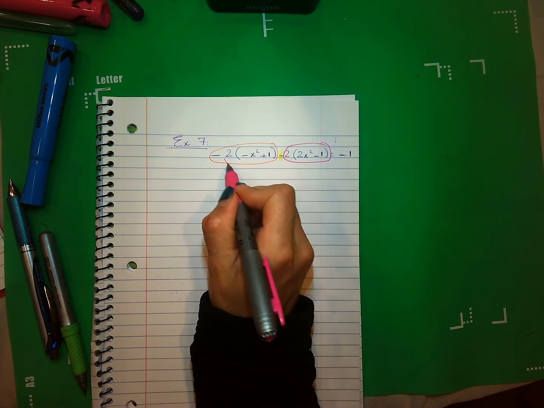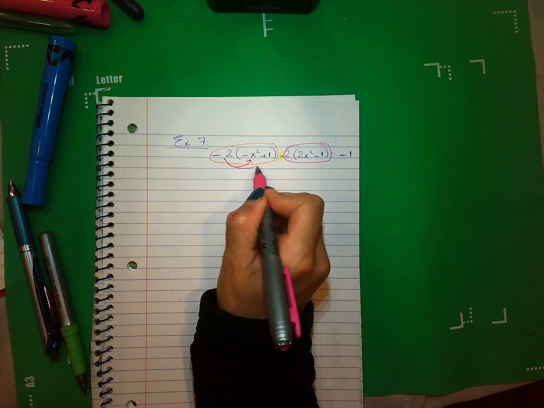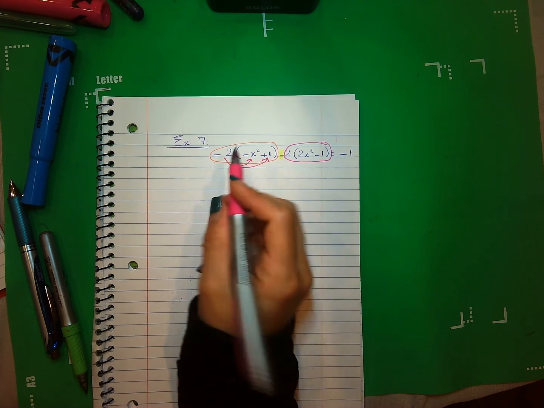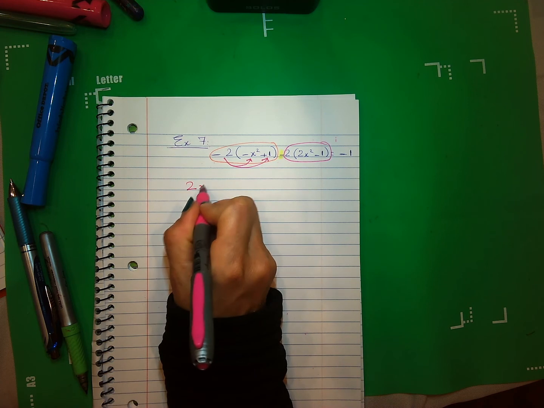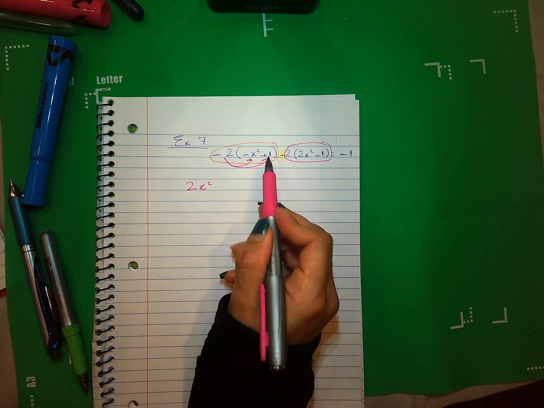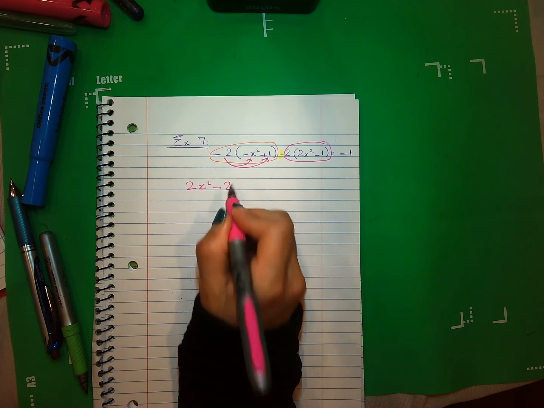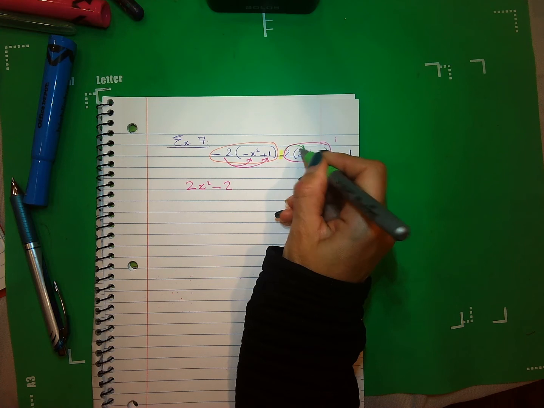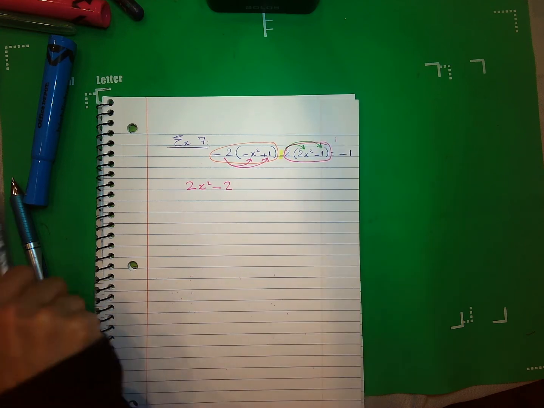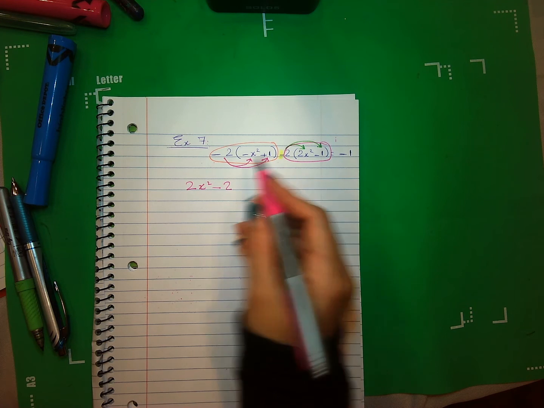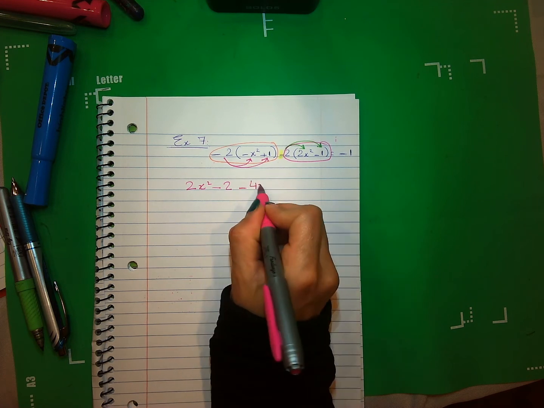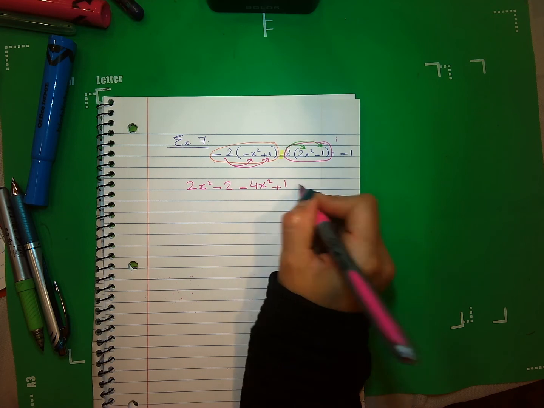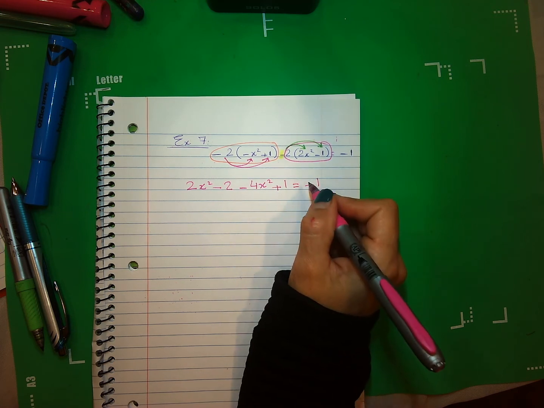So I'm going to go ahead and distribute the negative 2. Negative 2 times negative x squared is 2x squared. Negative 2 times 1 is negative 2. I'm going to do the same for the other side. We have negative 2 times 2x squared is minus 4x squared. Negative 2 times negative 1 is plus 2, equal to negative 1.